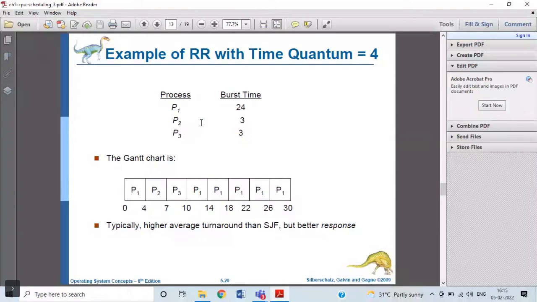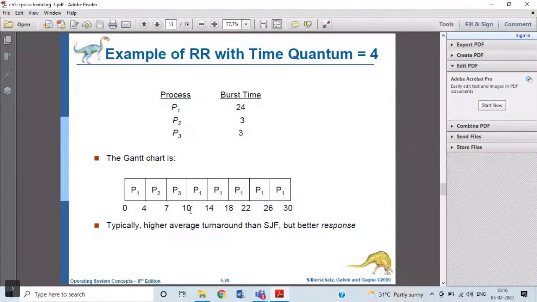the CPU to P2. Since P2 has only 3 seconds, it will execute for 3 seconds, and the processor will come to P3, and for P3 also it is 3 seconds. After P3 no more processes are there, so it comes again to P1. Since the time quantum is 4, it will again execute for 4 seconds.